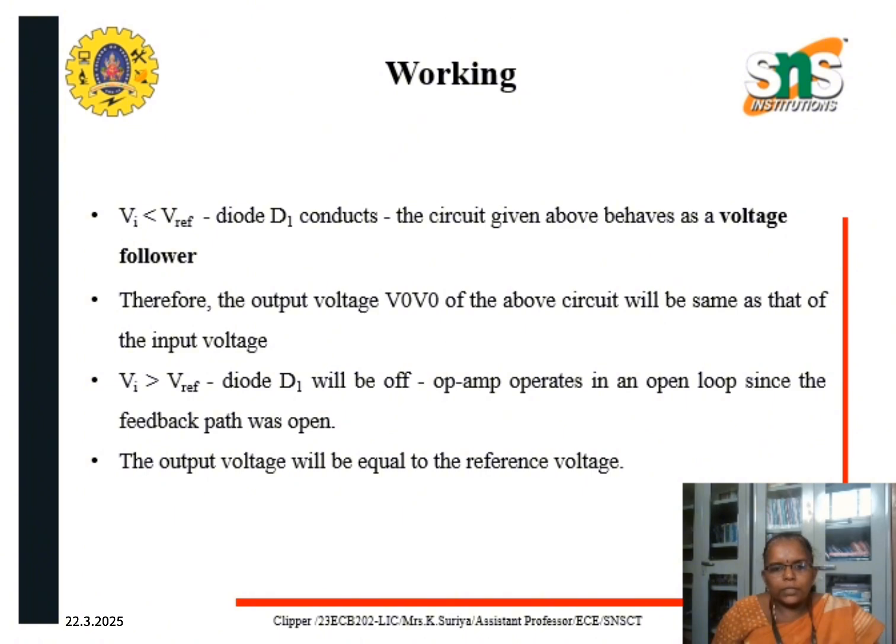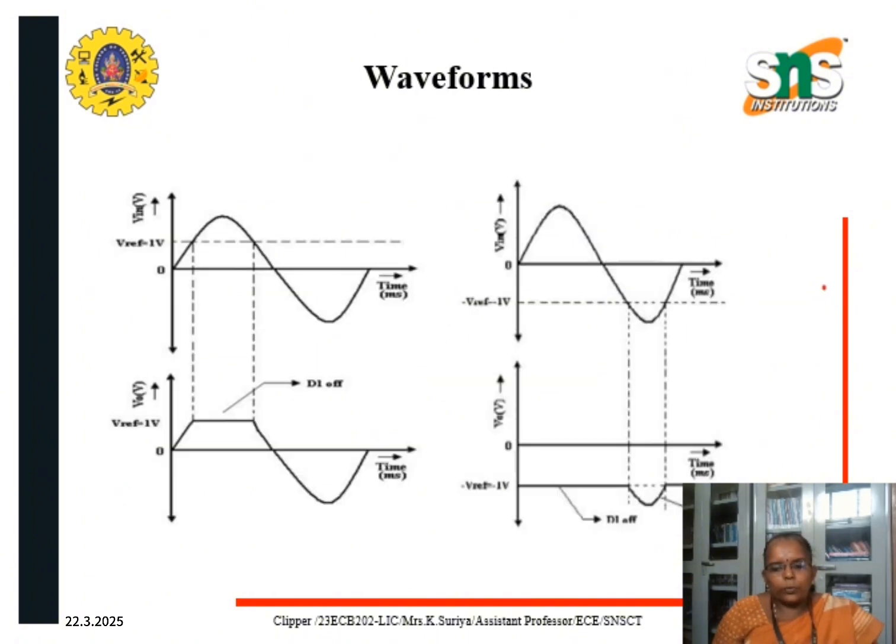Therefore, the output voltage Vo of the circuit will become the same as the input voltage Vi for Vi less than V reference. If the input voltage is greater than the reference voltage V reference, then the diode will stop conducting and go to the off state. Now the op amp operates in the open loop since the feedback path will be open. Therefore, the output voltage Vo of the circuit will be equal to the reference voltage V reference if Vi is greater than V reference. This is the output waveform shown.